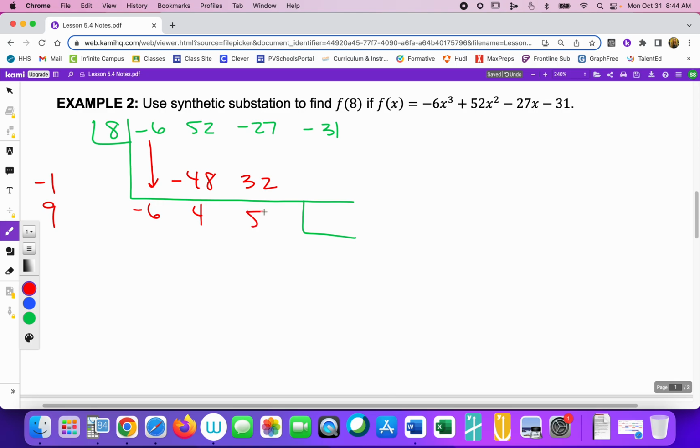8 times 5 is 40. And -31 plus 40 is 9. So, f of 8 would equal 9.